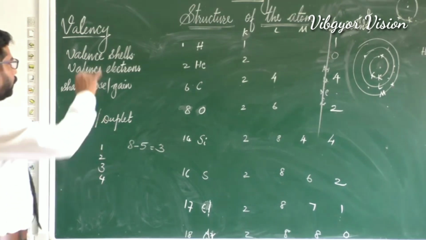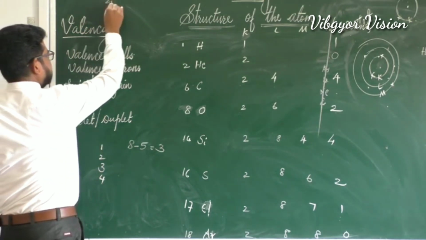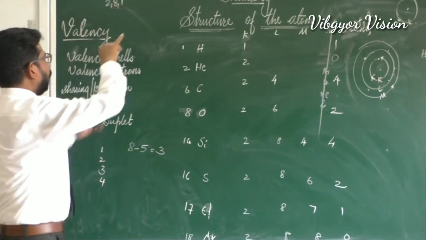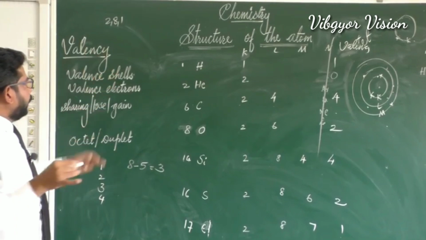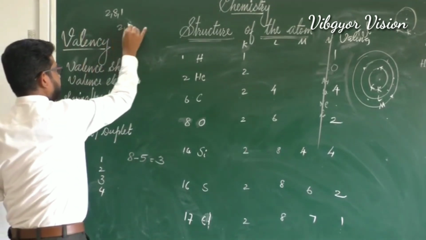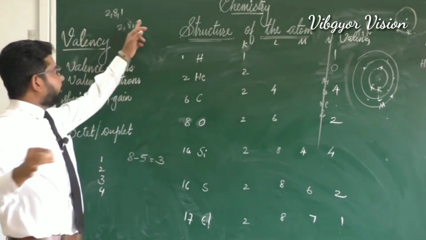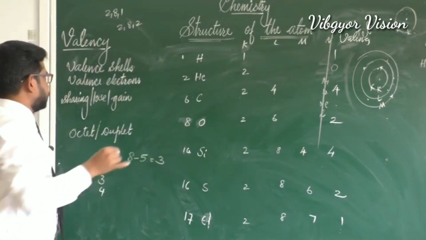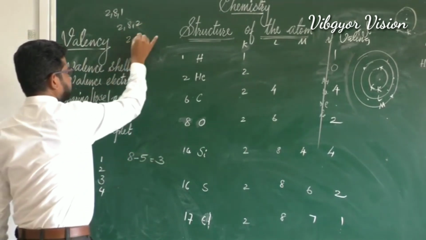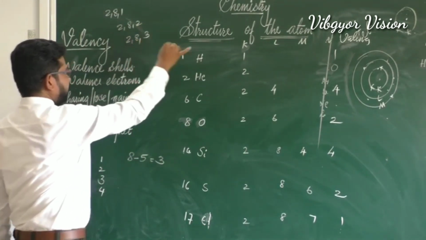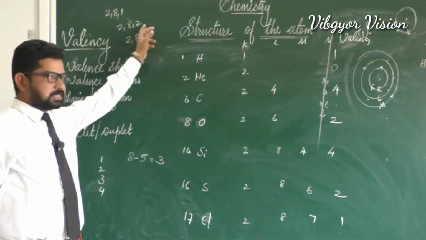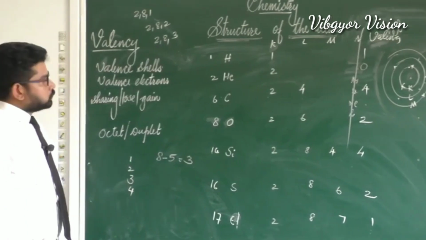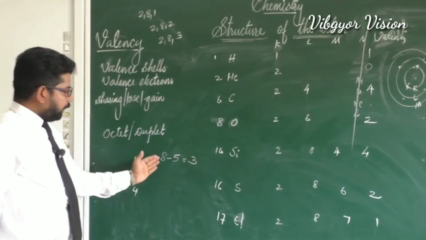For example, sodium configuration is 2, 8, 1. How many electrons are there in the outermost shell? 1. So its valency is 1. And in the case of magnesium, it is 2, 8, 2. So what will be its valency? 2 is the valency. In the case of aluminium, the atomic number is 13 and the configuration is 2, 8, 3. So what is its valency? 3. So in this way we can find out valency.